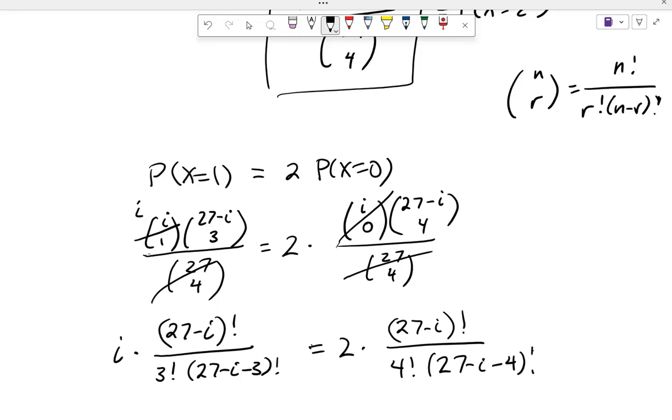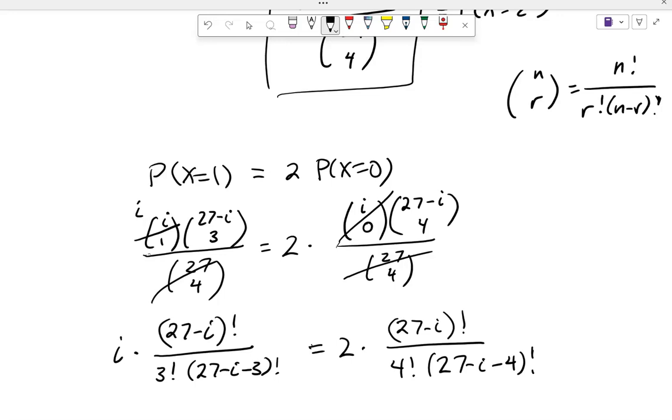To simplify each of those. So on the left-hand side, our fraction is 27 minus I factorial over 3 factorial times 27 minus I minus 3 factorial, right? The difference between the two. Same thing on the other side, instead of a 3, we have a 4.